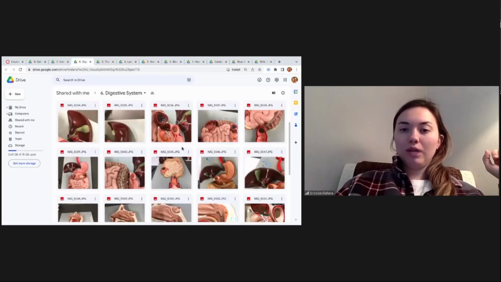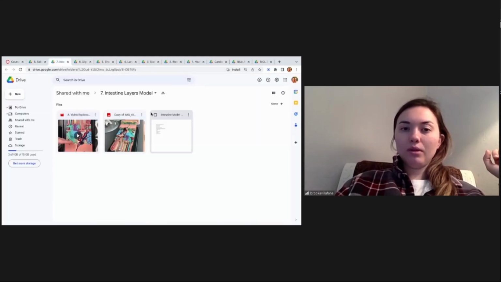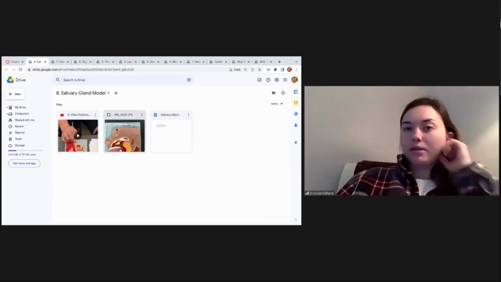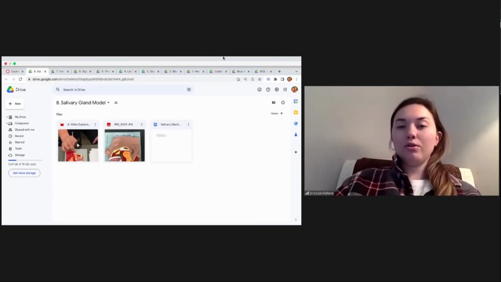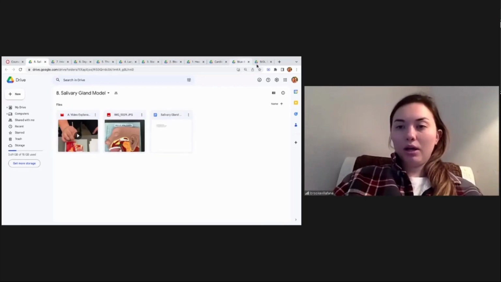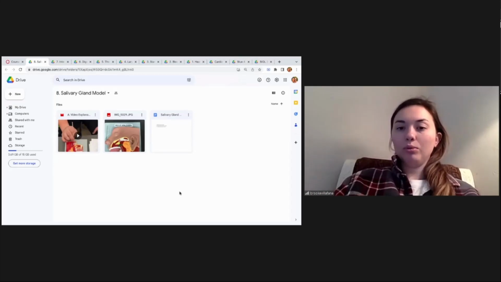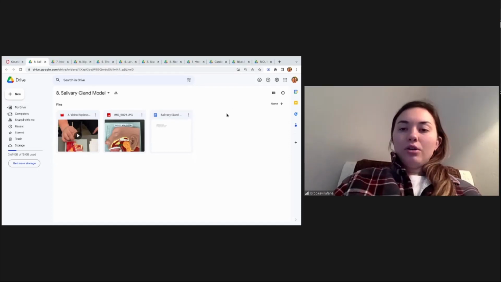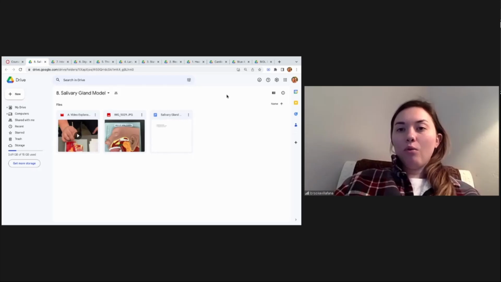Same thing with your digestive model. Your intestine model has a video, a list, and a picture. And then your salivary gland. Again, 40 questions on those, fill in the blank. 100 questions on the bones, multiple choice. Okay, so that's your overview of what the lab exam will look like, all right?